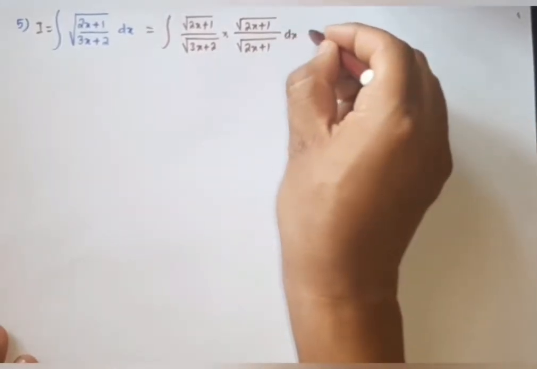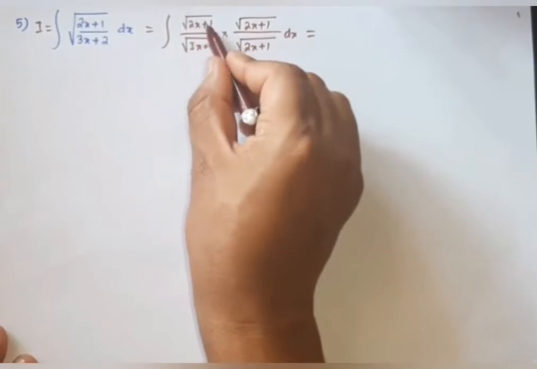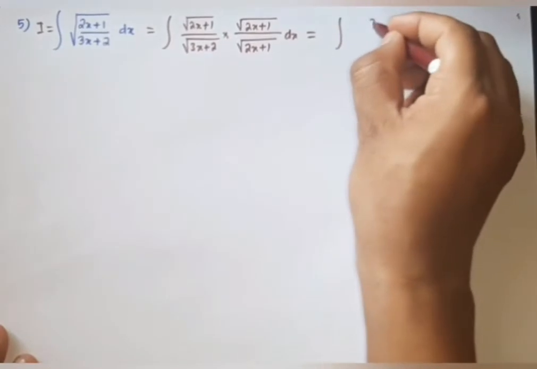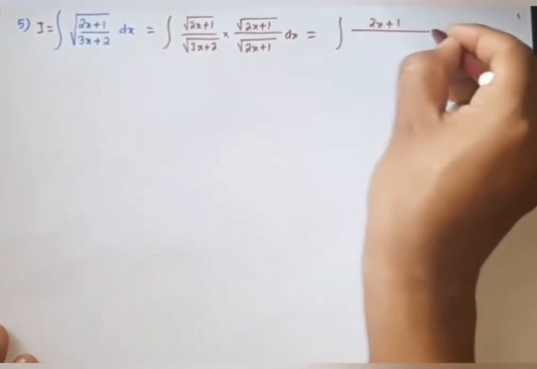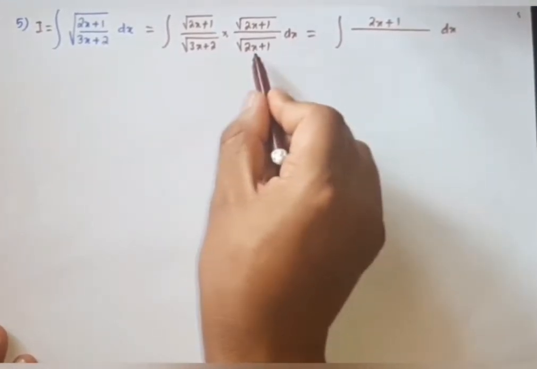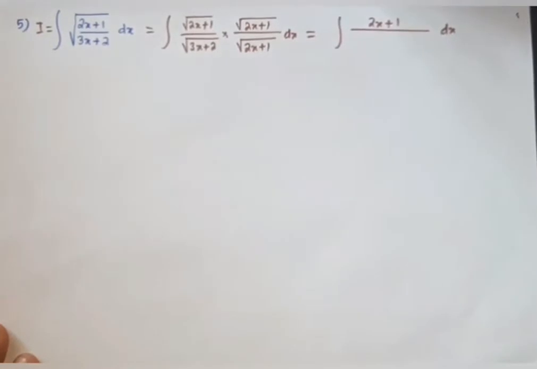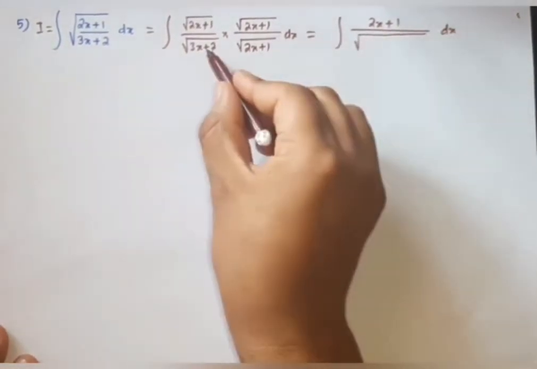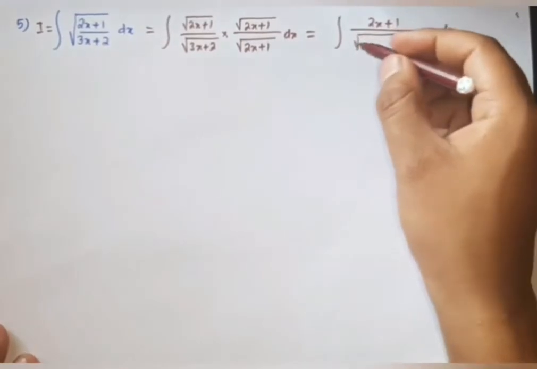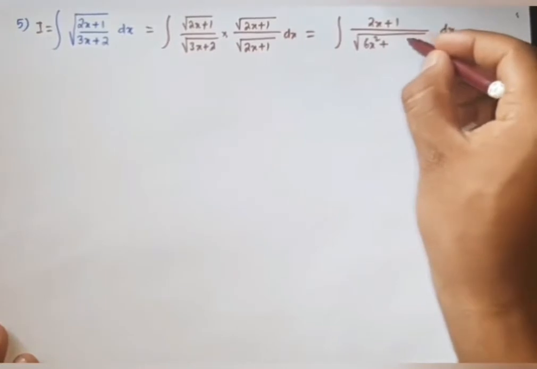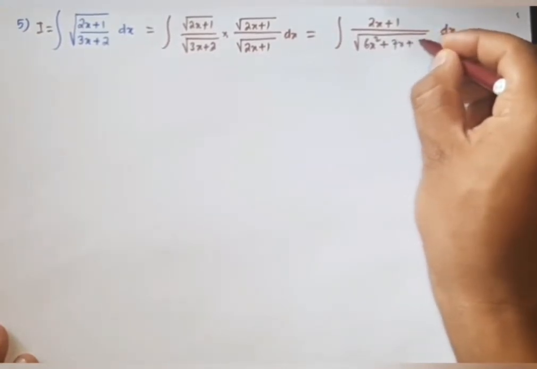Okay, so this will be equal to how much? This into this is just 2x plus 1. So we have 2x plus 1 divided by square root of (3x plus 2) into (2x plus 1). As I said, this into this becomes exactly 6x squared. I hope you will be able to multiply. So 6x squared plus 7x plus 2.